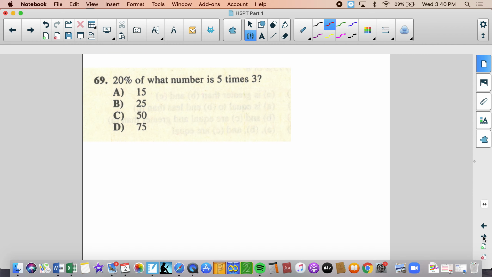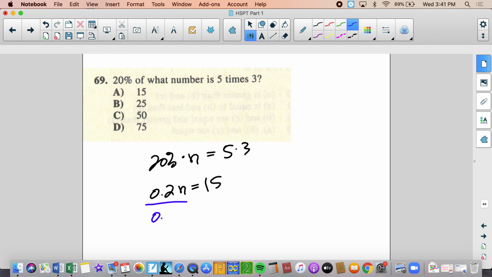20% of what number is 5 times 3? So we're going to translate that. 20% of what number is 5 times 3? 20% is a decimal or a fraction. Let's do decimal. 5 times 3 is 15. So what do you do here? 0.2n is multiplying n. What is the inverse of multiplying by 0.2? It would be dividing by 0.2. That leaves me with n on the left side.